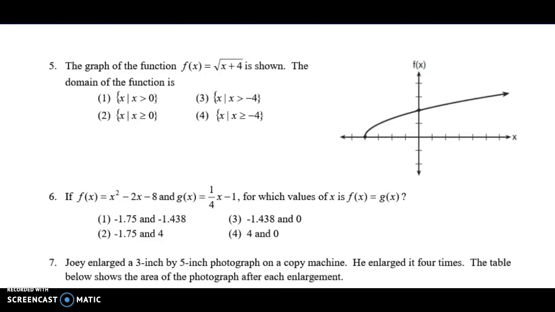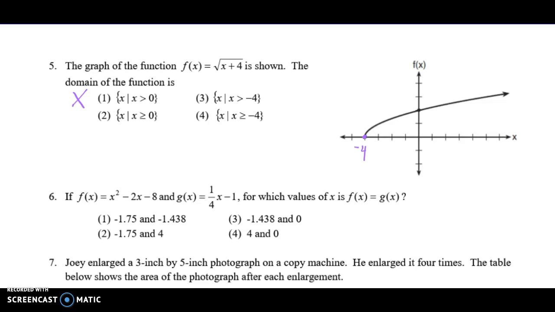Number 5, the graph of the function f of x equals the square root of x plus 4 is shown. The domain of the function is. So you can tell by your answer options, or you should just know domain goes with x. So if I look at the graph of this, I'm trying to describe where it exists for the domain. This closed circle here means it does exist exactly at that point. What is the value of x at that point?